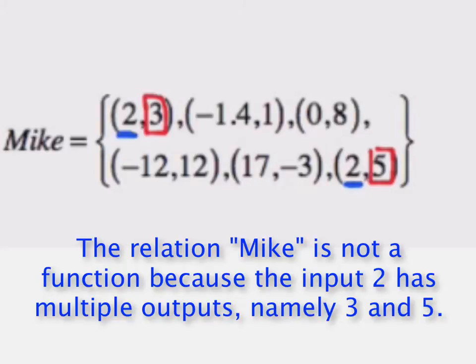And again, we're going to want to be very explicit as to why, because the input 2 has multiple outputs, namely 3 and 5.